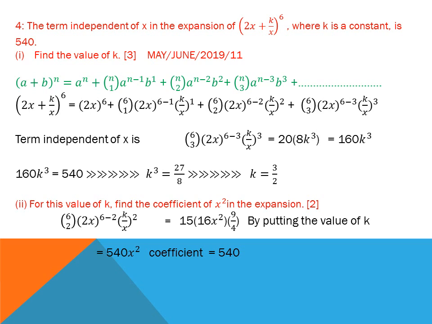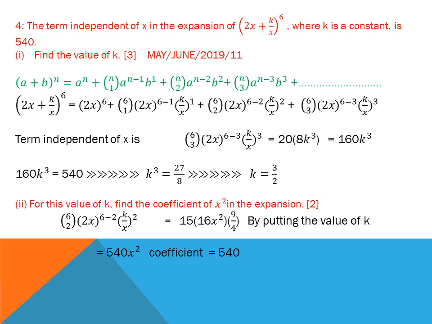I also explained in the first question that you need only 3 or 4 terms for the binomial theorem expansion here. In the fourth term, I find that this term is independent of x. 6c3, 2x power 6 minus 3, k over x power 3. It will become 6c3, 2 power 3 will become 8, 6c3 is 20, 8k cube, because x cube is cancelled out with x cube. It will become 160k cube.